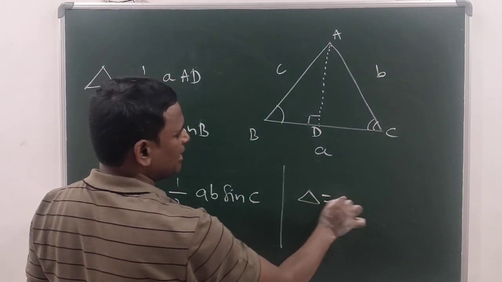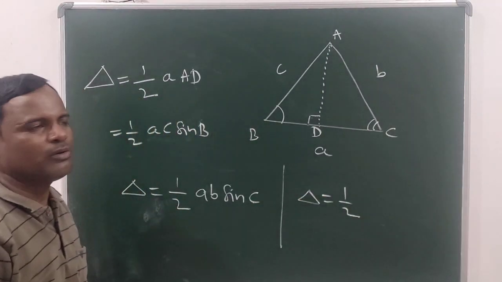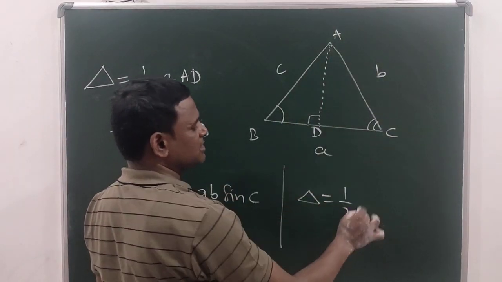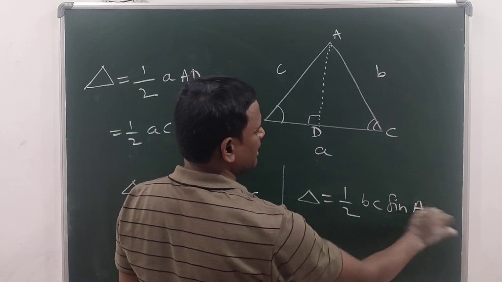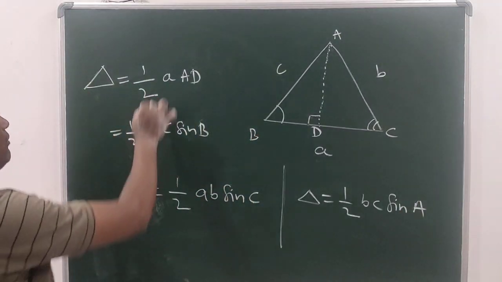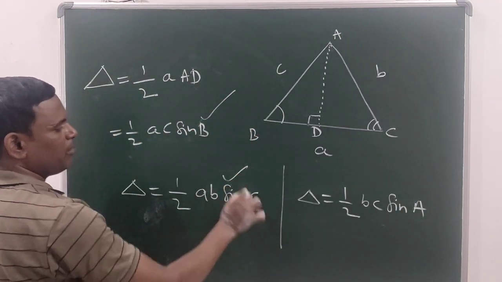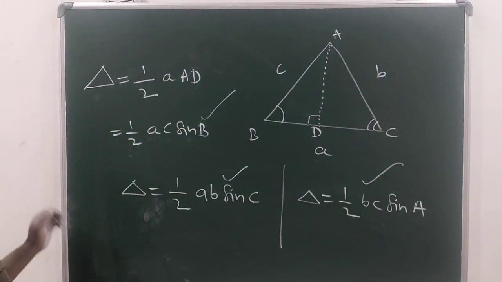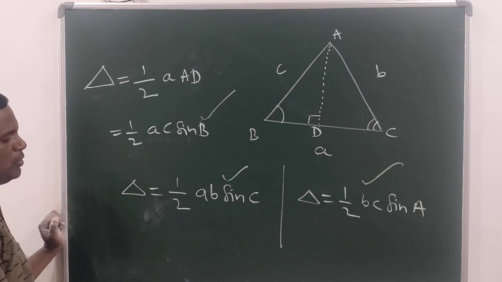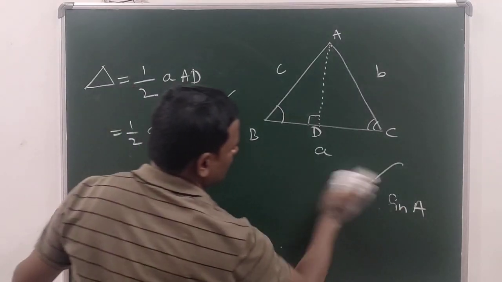Similarly, delta is equal to 1 by 2, if you take these two sides as adjacent sides, bc into sine of the included angle, sine A. Now we have written three formulas for the area of the triangle ABC. Okay, students? Note down these three. Right.